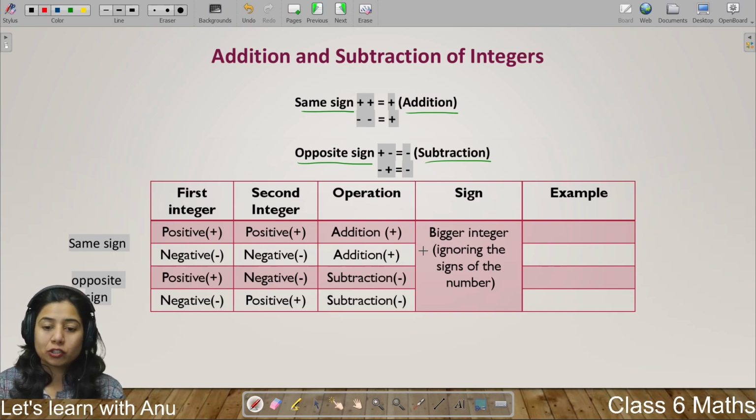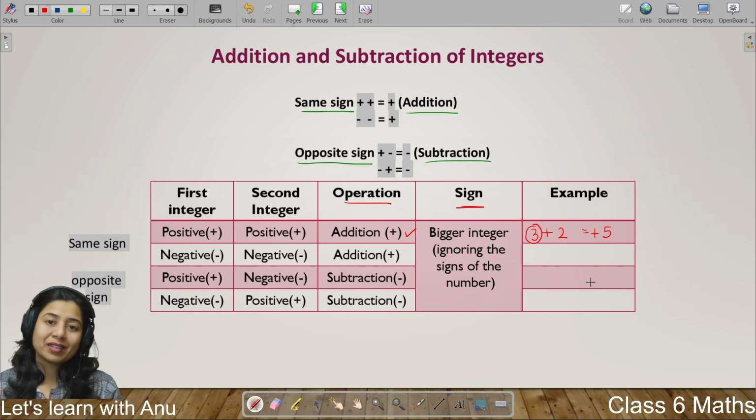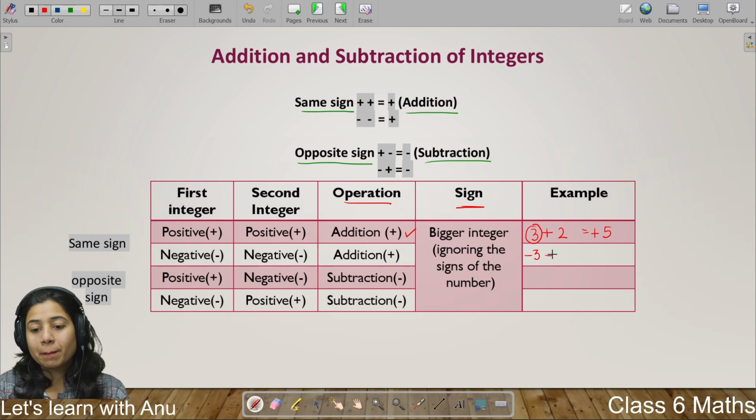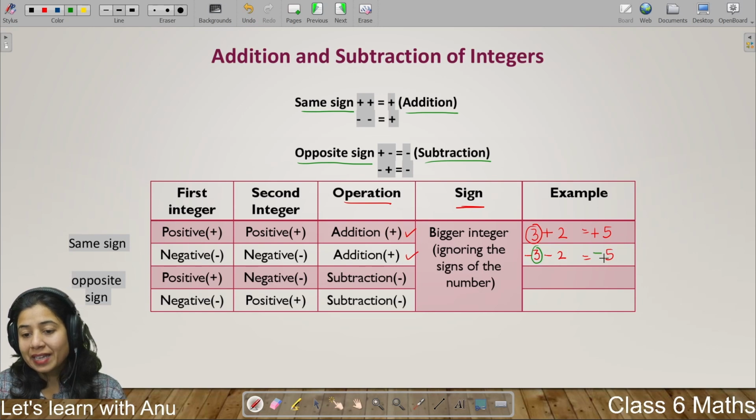When both are positive integers, like one is 3, the other is 2, both are positive, so the operation is addition. So 3 plus 2 is 5, and the sign, because integers are not just any numbers, they are numbers with sign, so they are very important, right? Here both are positive, the bigger one is 3, so the sign is going to come of the bigger number. And putting the positive sign is not mandatory, right? Then we have both negative ones, like minus 3, minus 2, right? So again, addition operation, 3 plus 2 is 5, sign will come of the bigger number. The bigger number here is 3, so it is minus 5, right?